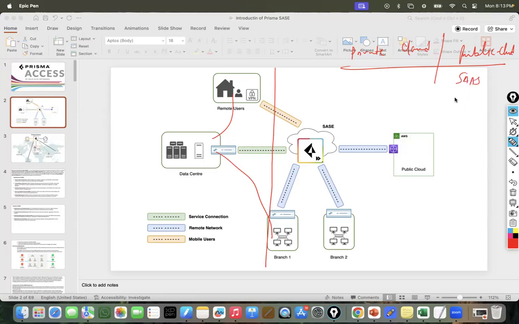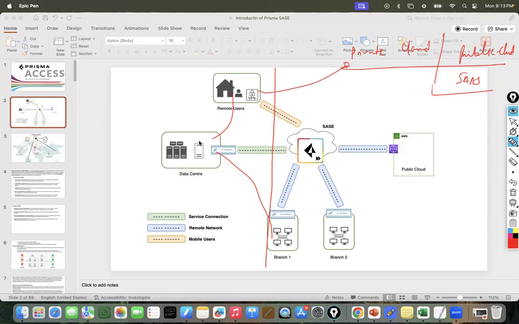SaaS applications are like Office 365, Dropbox, or Salesforce. These applications are hosted anywhere across the globe, and you need accessibility. So now the user needs to connect to the private cloud-based applications.